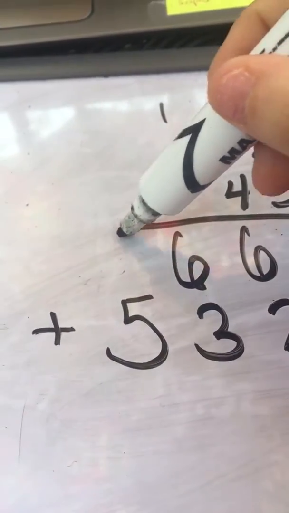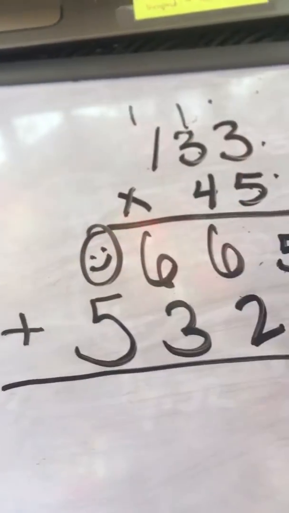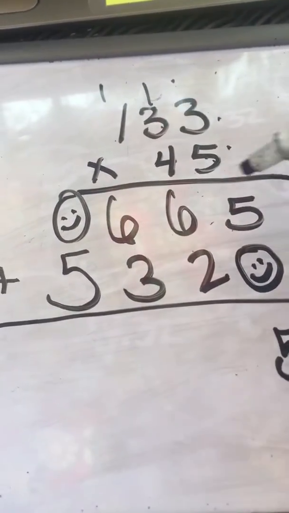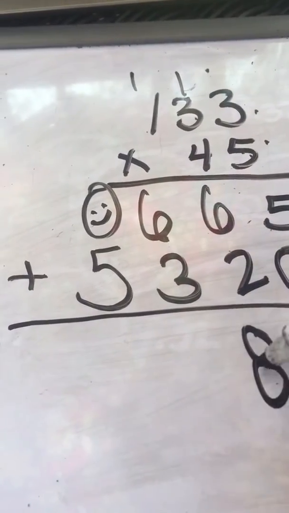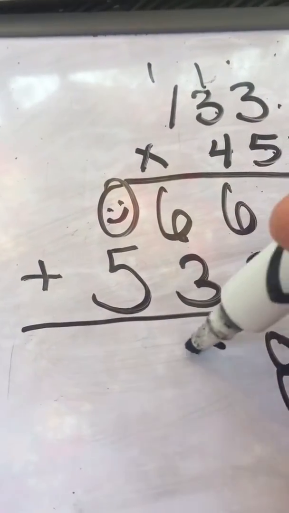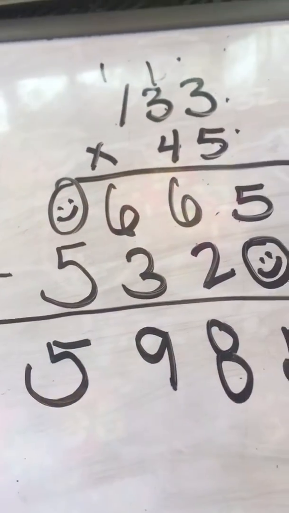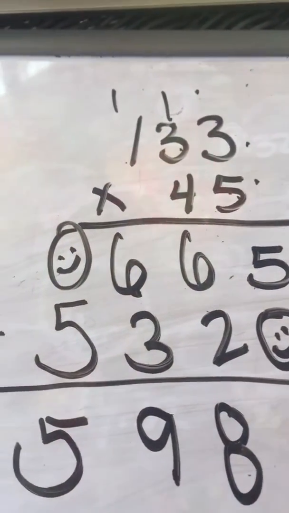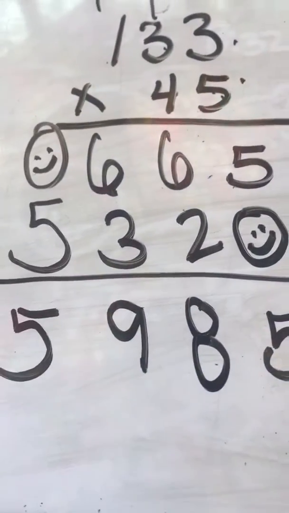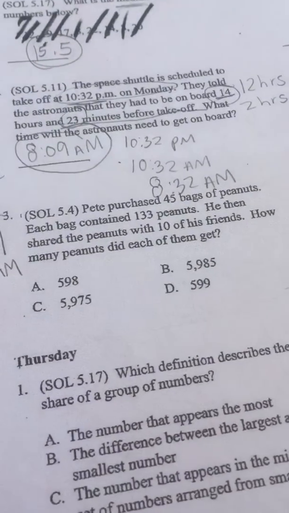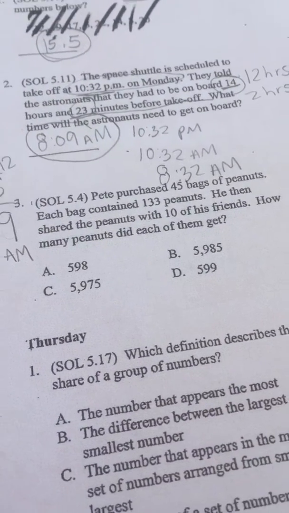And I always tell you in class, you can add a 0 here just so that your numbers are all lined up and they look good to add. So 5 plus 0 is just 5. 6 plus 2 is 8. 6 plus 3 is 9, and then 0 plus 5 is just 5. So your answer comes out to be 5,985.